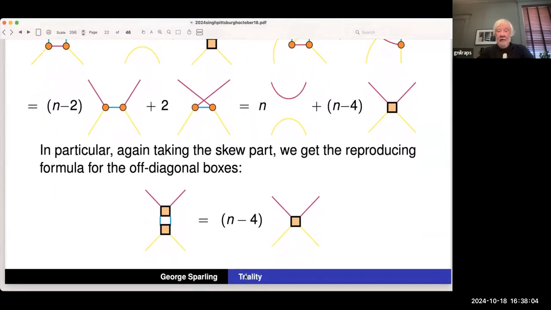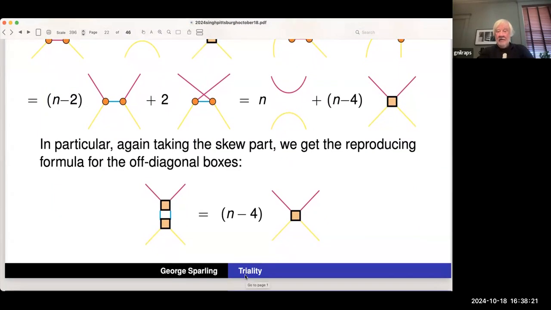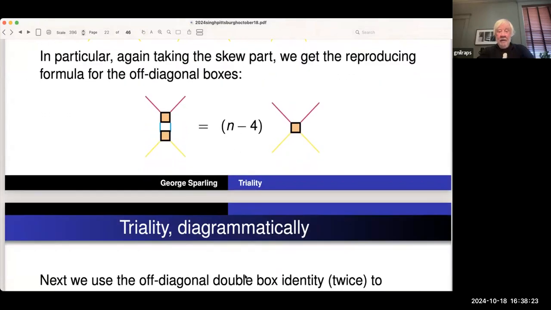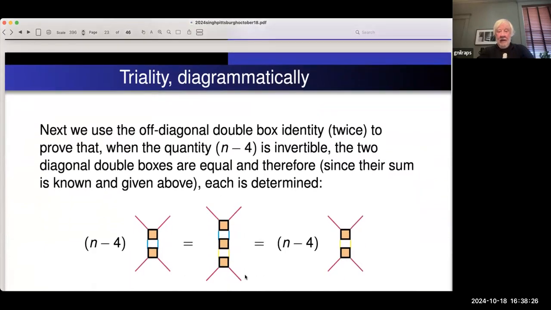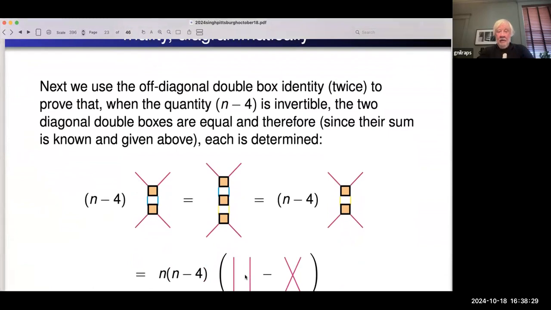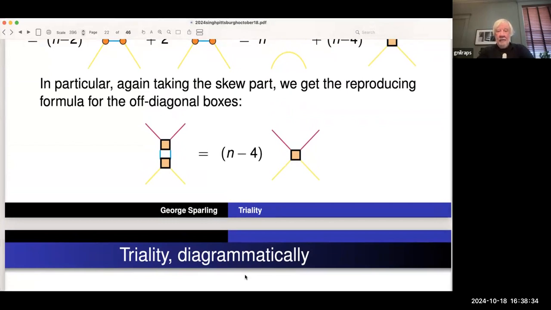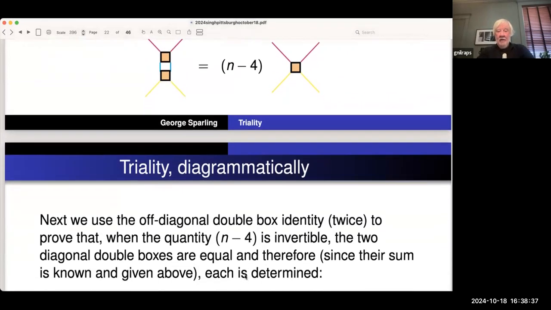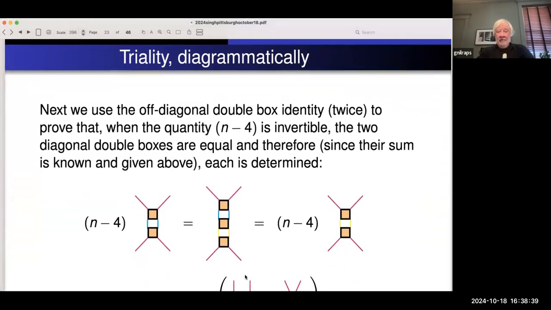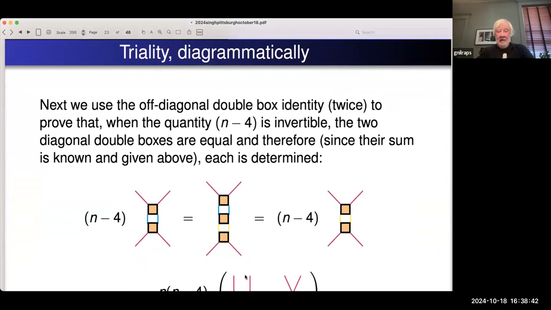So in the end, you get a formula for what are called the off-diagonal double box, where you have 2 inputs that are red and 2 inputs a different color. And what you find is that when you iterate them, again, you can delete the interior at a cost of a factor of n minus 4. So this is where in the previous one, we have 2 inputs that are red and 2 outputs that are yellow. We can also have a formula involving 2 inputs that are red and outputs that are red, the same color.